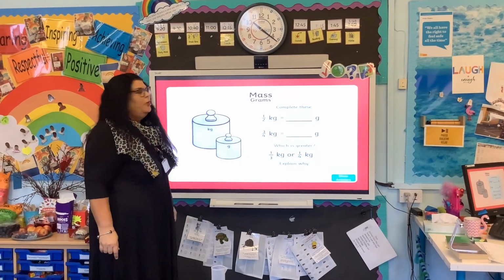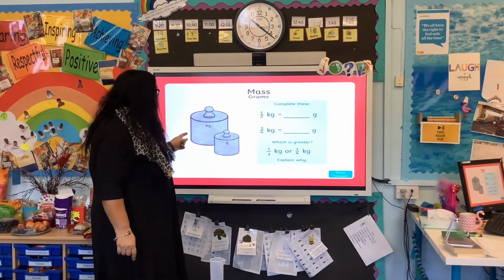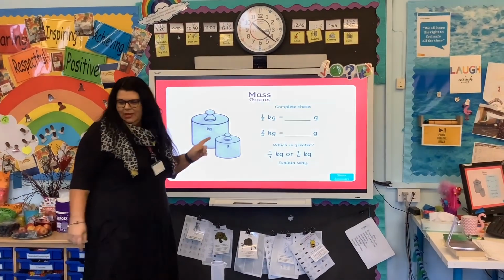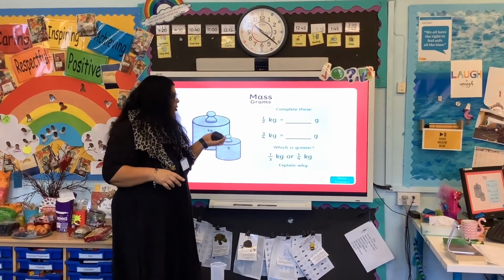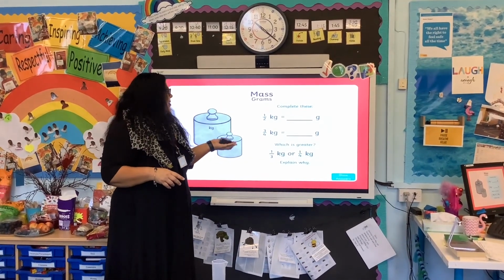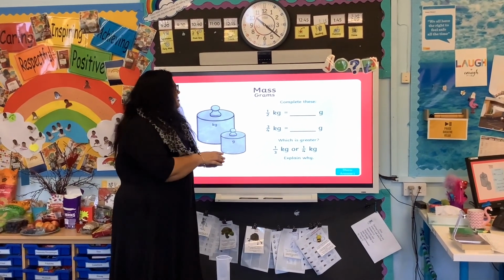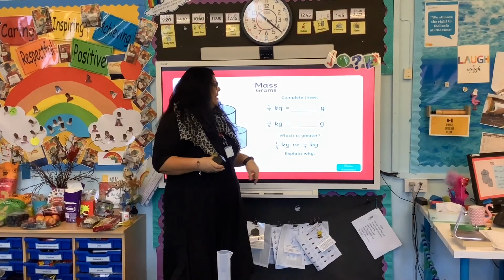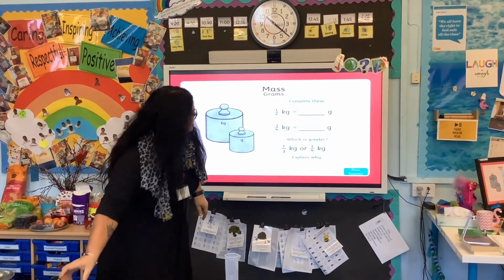Right, so now we're moving on to mass. Remember, that's another word for weight. So weight is often measured in kilograms, and I've got a kilogram here. It's quite heavy actually. So we've got 1 kilogram, and that equals 1,000 grams. So half a kilogram, half of 1,000. See if you can work that out.